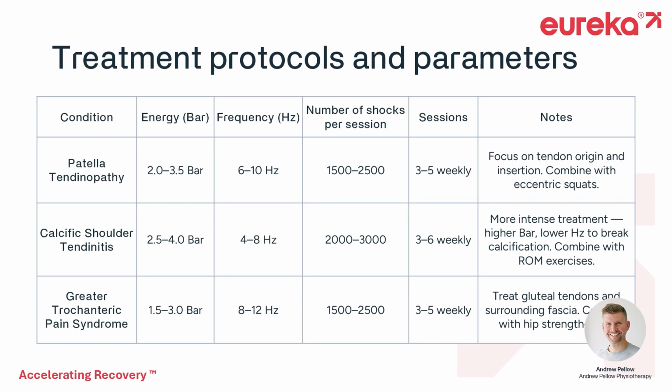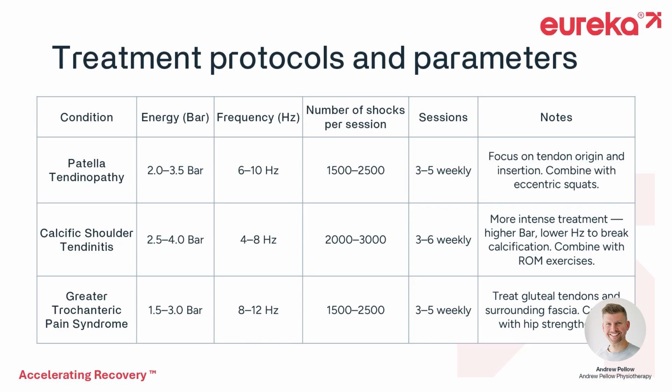For patellar tendinopathy, use 2.0 to 3.5 bar, 6 to 10 Hz for 1500 to 2500 shocks. Deliver these over 3 to 5 sessions and focus on the tendon origin and insertion and combine with eccentric exercises such as squats.